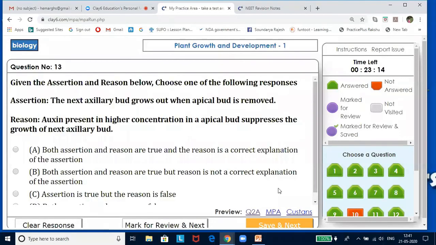The axillary bud grows out when the apical bud is removed. Auxin present in a higher concentration in the apical bud suppresses the growth of the axillary bud. So both assertion and reason are true, and the reason is a correct explanation.